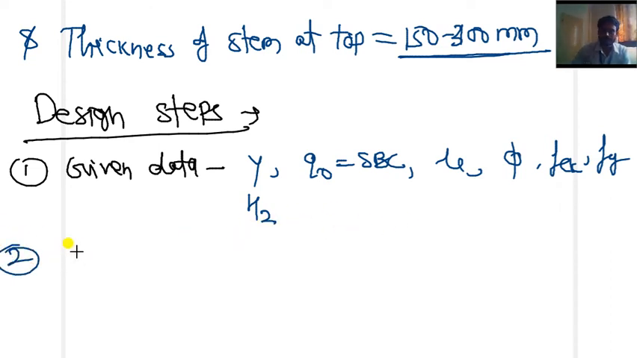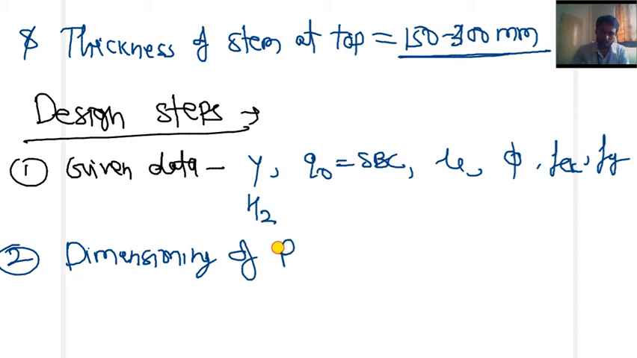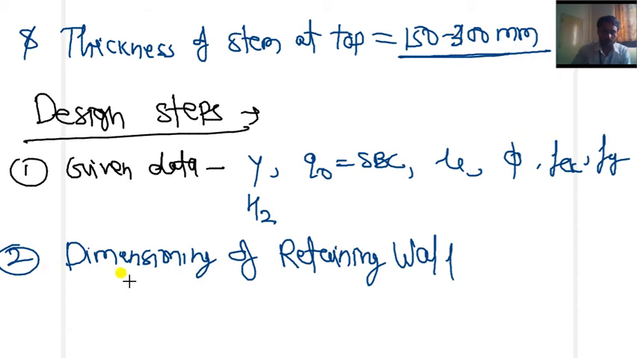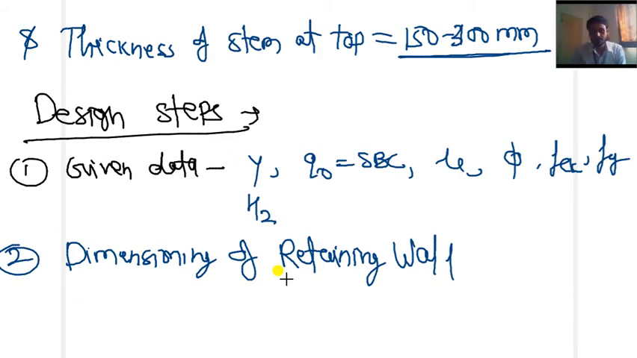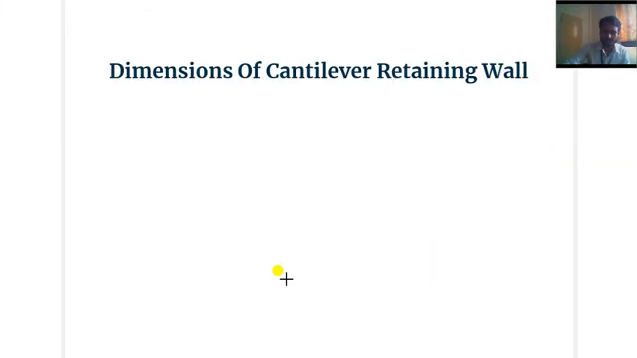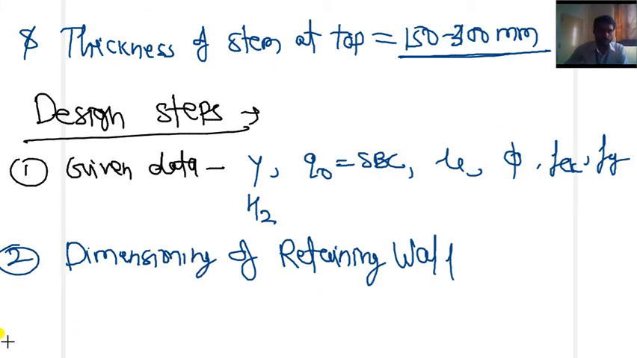In the second step, we will decide the dimension parameters, dimensioning of retaining wall. We have already done that particular step. How the various dimension parameters are set, we have done already here: how to set the depth of retaining wall, how to set the dimensions, base width, thickness, projections, all these parameters. And after setting the dimensions, we will start the design.